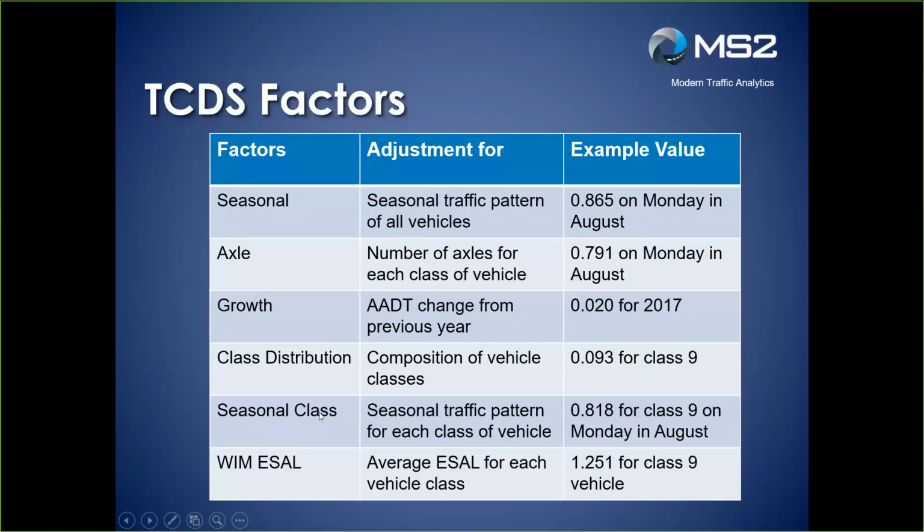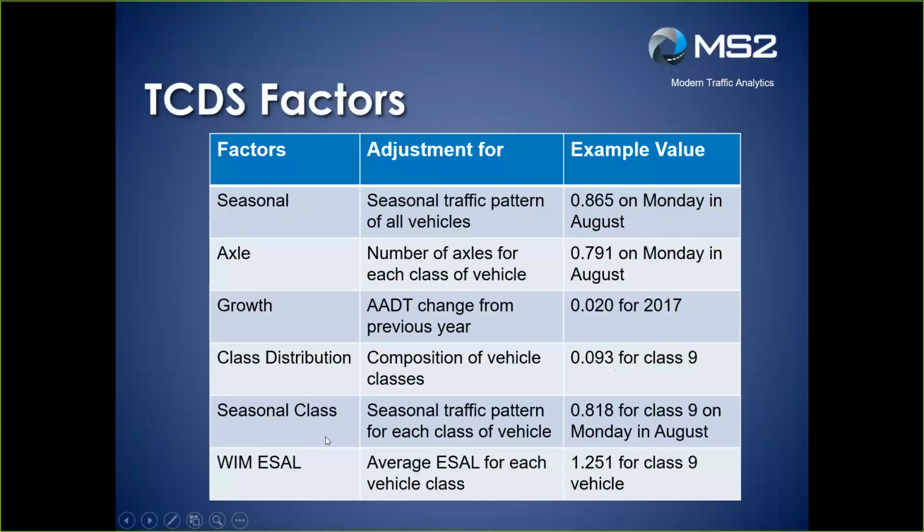The next factor is about class distribution. Basically, we calculate the average ratio of each type of vehicle versus the AADT. So when we say 0.093 for class 9, that means for this location, 9.3% of the AADT vehicles are class 9. And then you could have 60% of the vehicles being passenger cars, maybe 4% of the vehicles, or maybe 2% of the vehicles being motorcycles, right? So that's what the class distribution factor is about.